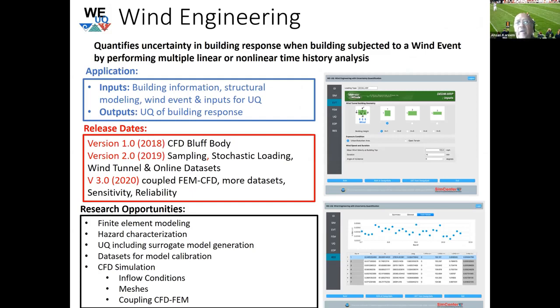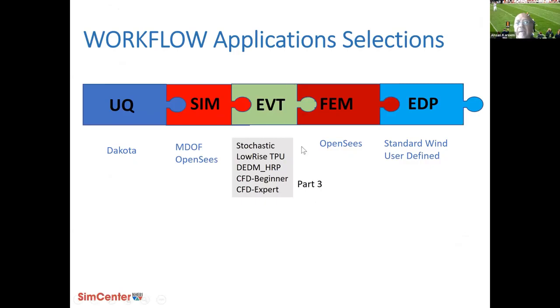And I think we have already had a quick overview by Professor McKenna of the types of samples we are doing. We can have a stochastic simulation. We can have wind tunnel database assisted using low rise, using high rise, CFD for beginners and CFD for experts.